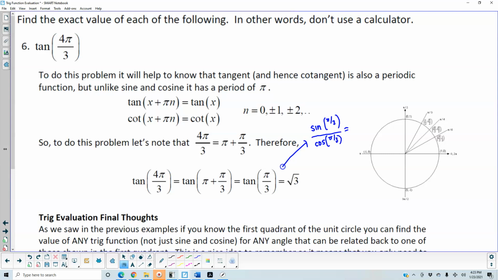So if we take a look at pi over 3, we know that we have the square root of 3 over 2 is the sine of pi over 3, and we know that cosine of pi over 3 is 1/2, and if we multiply numerator and denominator by 2, we get the square root of 3 over 1, which is equal to the square root of 3.